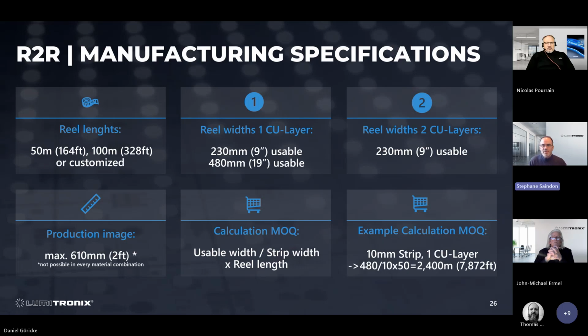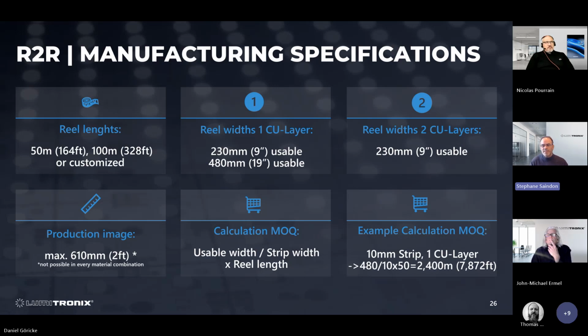If we do a quick recap, again, the PCB itself is 50 meters long typically, could be 100. The width is 230 usable, or 480 usable for higher volume demand. We have a production image to deal with. And if we make another quick calculation of what we do per production, and by the way, each production determines the multiple and the minimum order quantity.